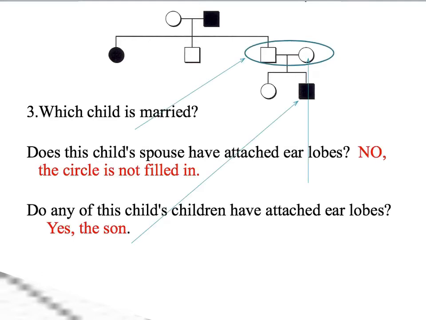Okay, so the child that's married is this male right here, because we know that because of the line attaching. The spouse does not have attached earlobes because it's not filled in, but they do have a son with attached earlobes right there.